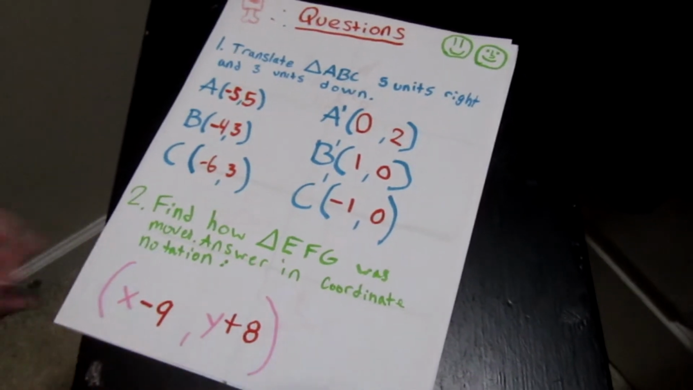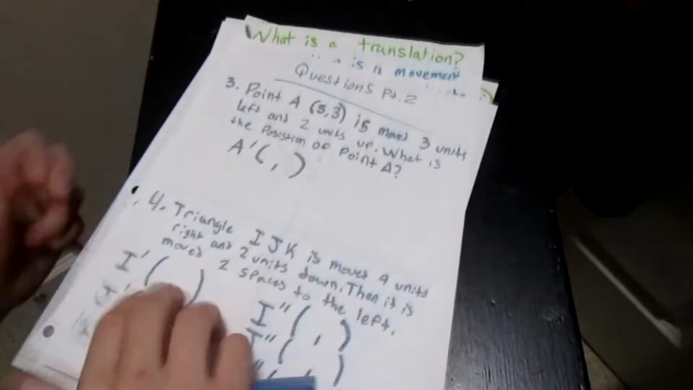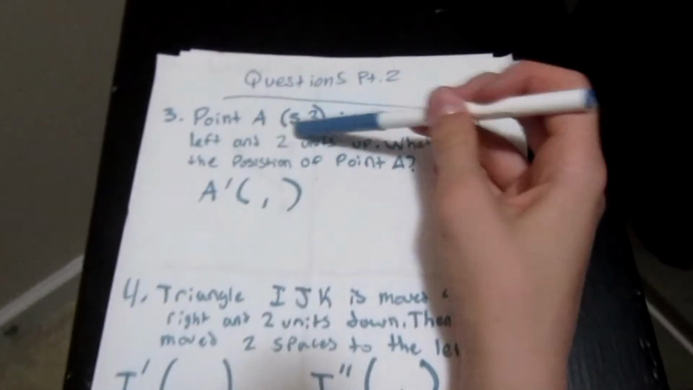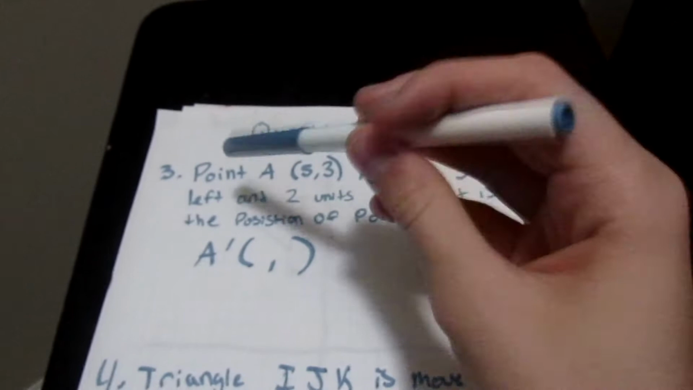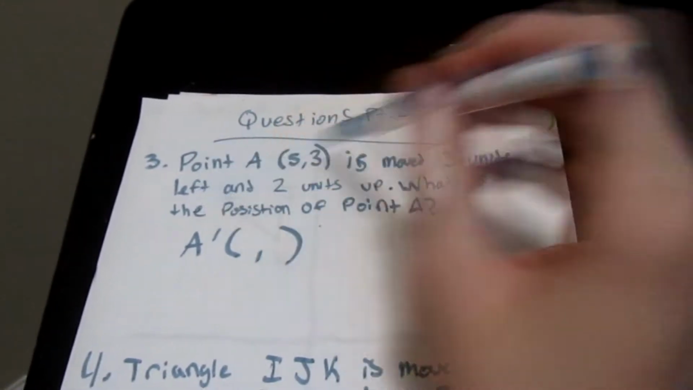So now we finished question number 2. We are going to move on to question number 3 in the next sheet. Question 3 is point A, which is 5 and 3, is moved 3 units left and 2 units up. What is the position of point A?